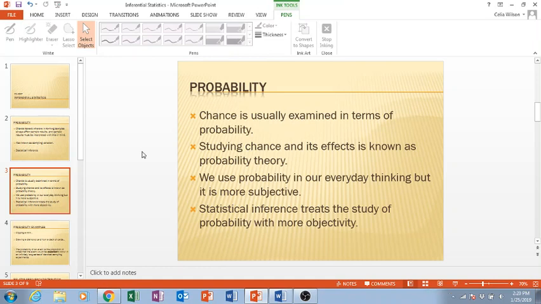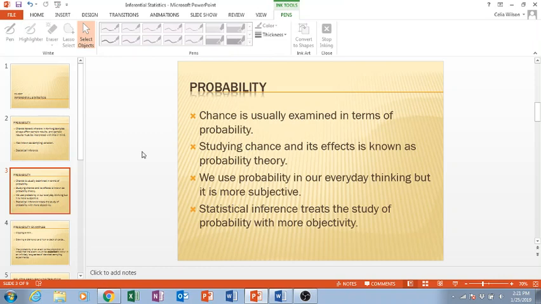So chance is usually examined in terms of probability. When we study chance, it's known as probability theory, and we use probability in our everyday thinking, but it's more subjective. For example, think about what's the probability it'll rain, or what's the likelihood? Oh, it feels cold this morning, so I'm going to take my jacket because it'll likely be cold the rest of the day, and so on. So we have this idea of probability, but it just kind of comes into play on a one-on-one basis.